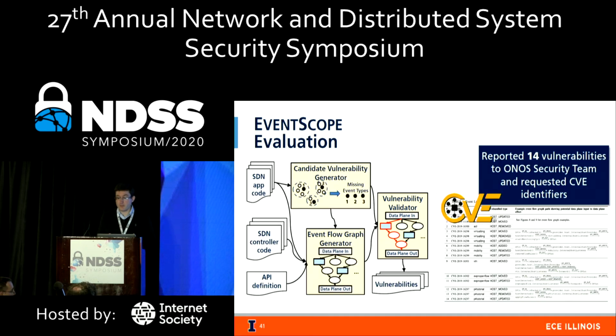So we ran EventScope over ONOS, and in our evaluation, we uncovered 14 additional missing event type handlers within apps that were problematic. We reported these to the ONOS developers and requested CVE identifiers for them as well. Incidentally, all of the vulnerabilities involved host events and their indirect derivation via host-generated packets, which implies that the controller ultimately assumes that these packets from hosts are trustworthy.